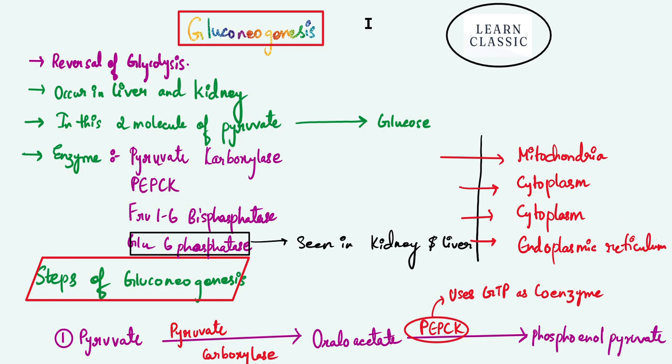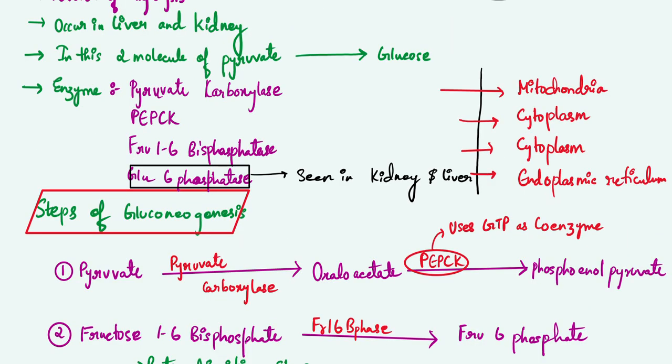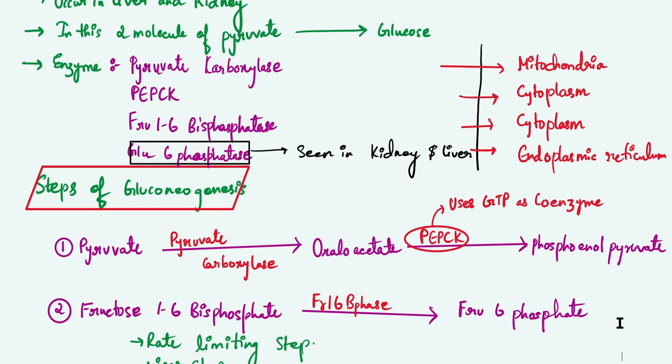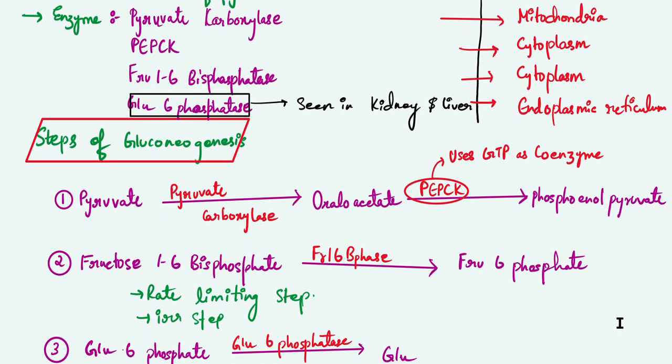Now, moving to the steps involved in gluconeogenesis. The first step includes conversion of pyruvate to phosphoenolpyruvate, PEP. Pyruvate, with the help of pyruvate carboxylase, converts into oxaloacetate, and this oxaloacetate, with the help of PEPCK, converts into phosphoenolpyruvate. This step bypasses pyruvate kinase of glycolysis.